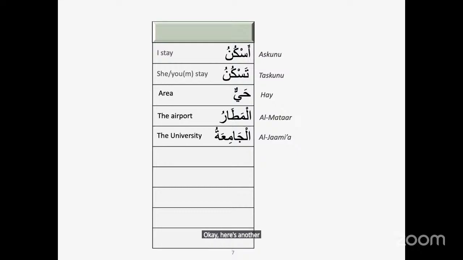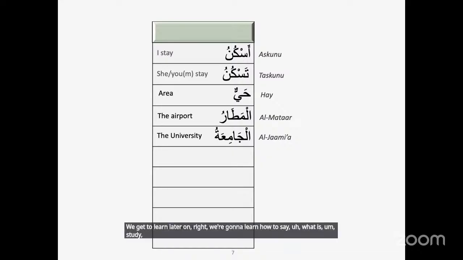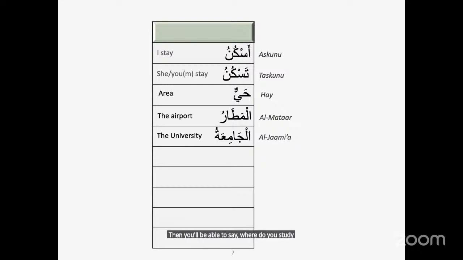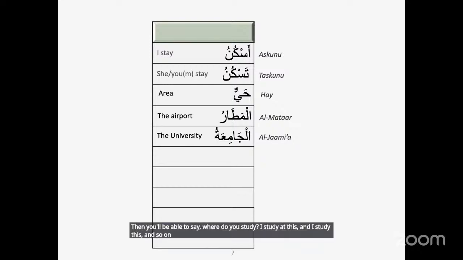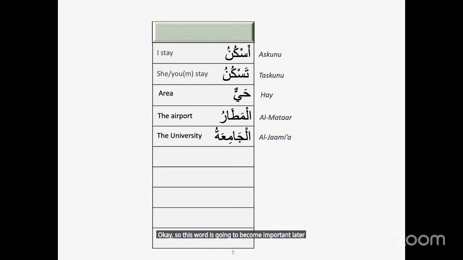Here's another word: الجامعة. الجامعة is university. We're going to learn later on how to say study. Then we're going to say, where do you study? I study at this, and I study this, and so on. So this word is going to become important later on as well. Al-Jami'ah, university.